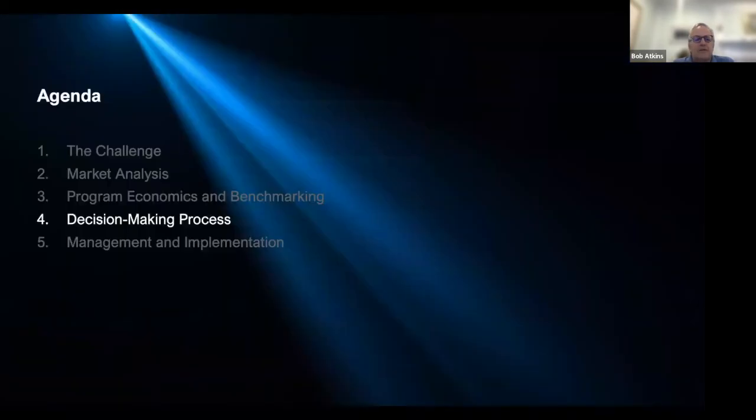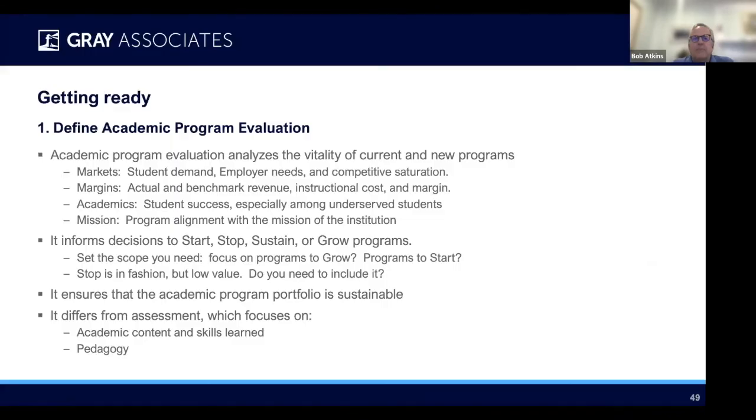Now let's talk about the decision-making process and kind of how you do this, not what the analytics are. First thing you got to do is define program evaluation. What are you actually going to do? I think that the dimensions are pretty inflexible: market, margins, academics, and mission. But not every institution needs to look at every dimension of decision, whether it's start, stop, sustain, or grow.